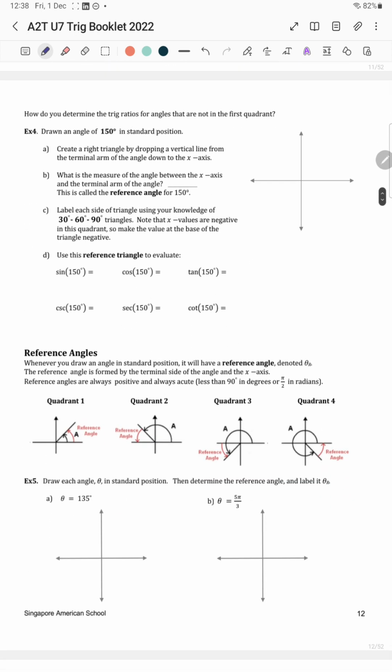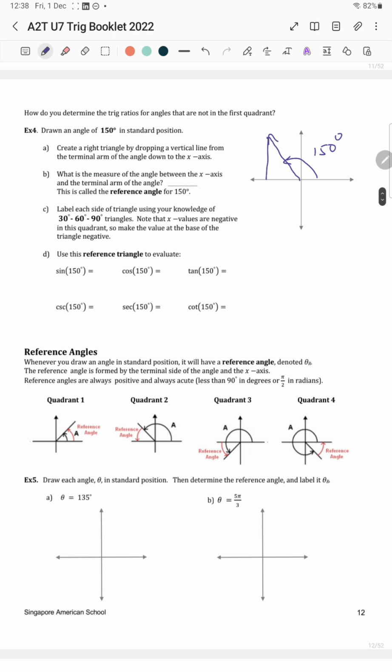Okay, draw an angle of 150 degrees in the standard position. Create a right triangle by dropping a vertical line from the terminal arm to the x-axis. The angle we formed is 30 degrees, since the total is 180 degrees. This is called the reference angle of 150 degrees. Label each side of the triangle using the 30, 60, 90 ratio: 1, 2 and negative square root 3.